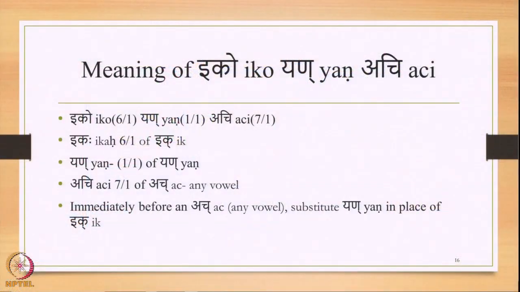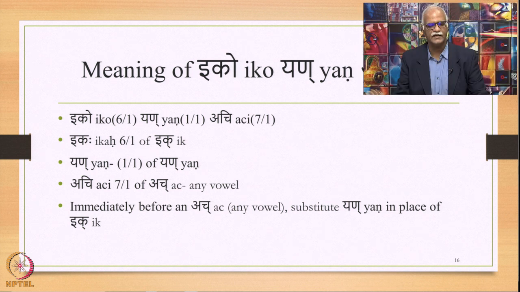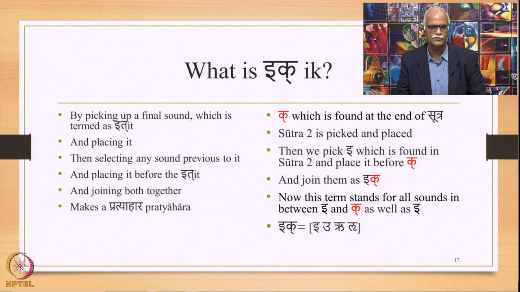Now let us look at the meaning of Iko Yanachi, which was discussed earlier. Iko is 6/1 of Ik, Yan is 1/1 of Yan, and Achi is 7/1 of Ach. Ach is any vowel. So the meaning of this sutra is immediately before an Ach, that is any vowel, substitute Yan in place of Ik. So Ach is acting as the right hand side environment, Yan is the substitute and Ik is the substituent. So what is Ik?